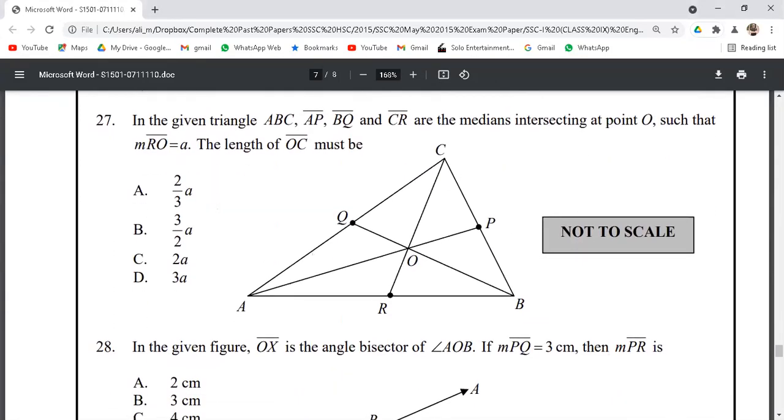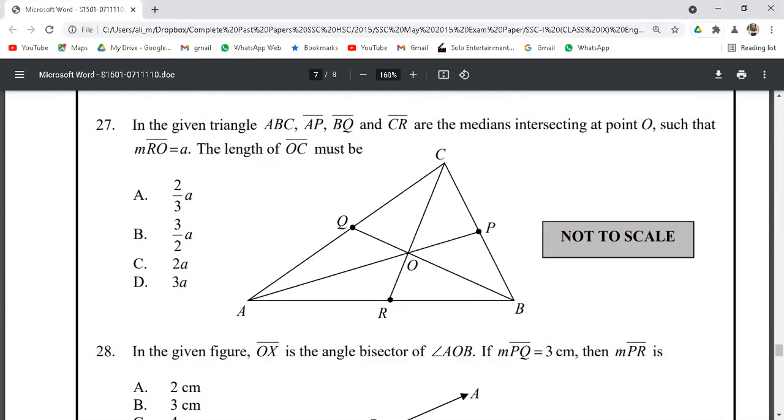Let's move to our question number 27, and in this question we have three medians that are AP, BQ and CR. These are the three medians that are intersecting at point O. At this point, as we know, it is known as the centroid.